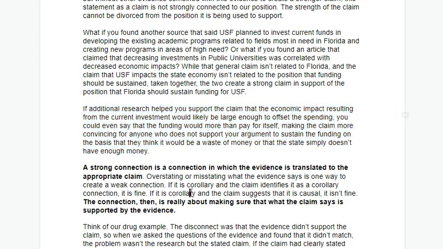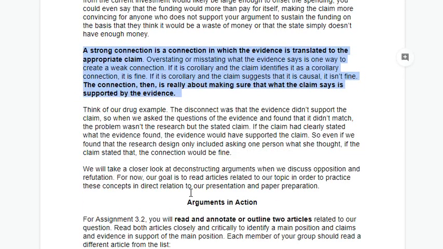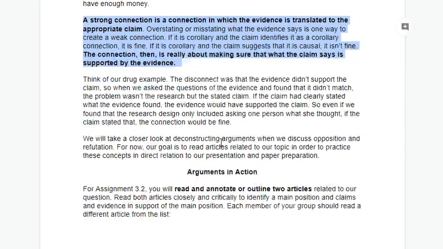A strong connection is a connection in which the evidence is translated to be an appropriate claim. Overstating or misstating what the evidence says is one way to create a weak connection. If it is a corollary and the claim identifies it as a corollary connection, it is fine. If it is a corollary and the claim suggests that it is a causal, it isn't fine. The connection then is really about making sure that what the claim says is supported by evidence.